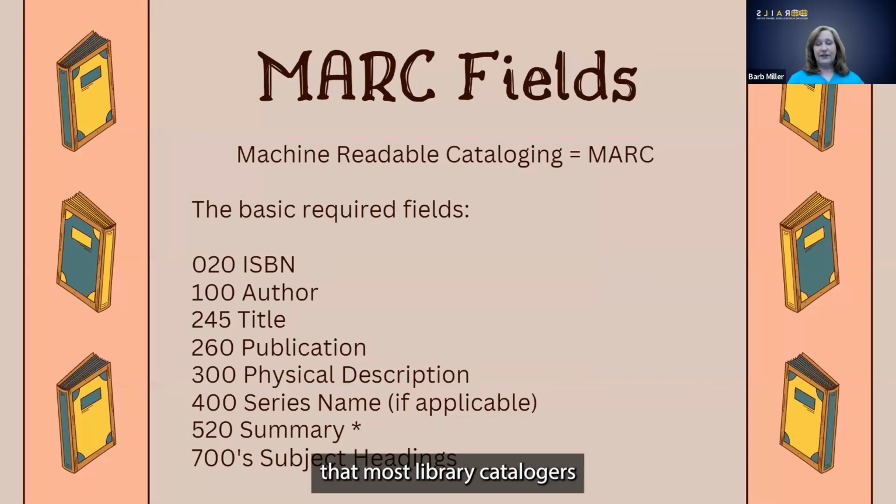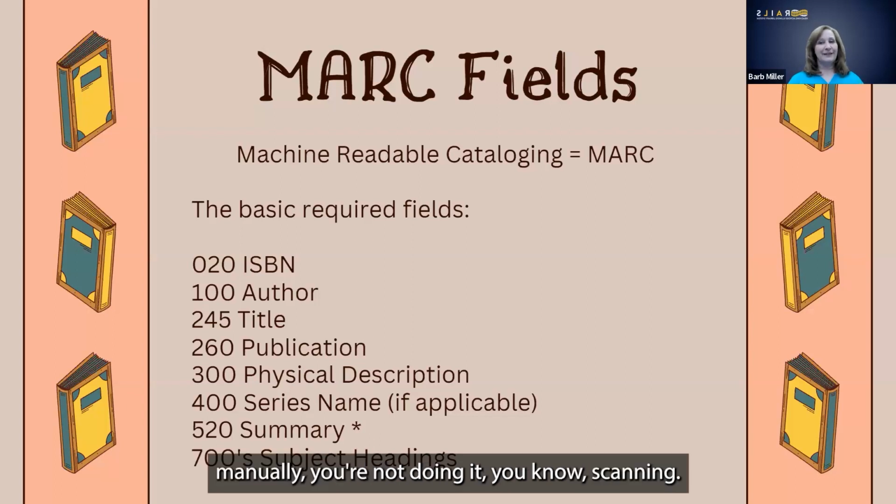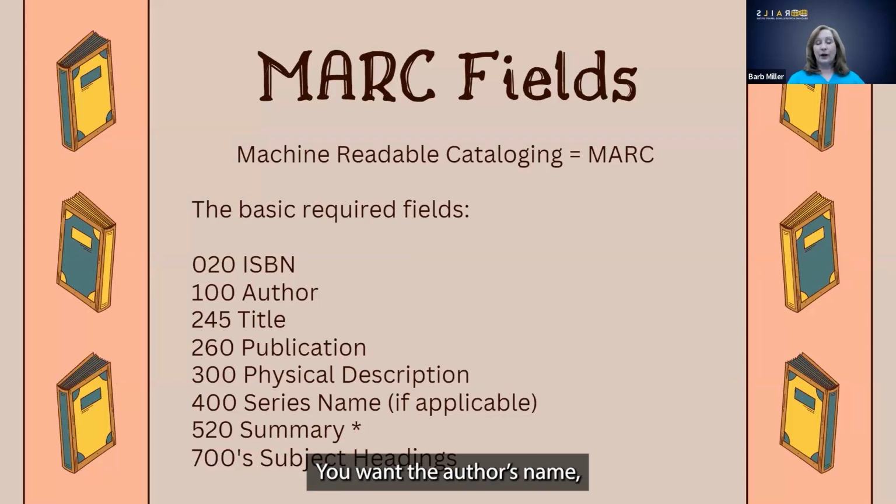The basic fields that most library catalogers consider the essentials, like this is what makes up a very basic one, is you need to have the ISBN. That's a little barcode on the back of the book that the publisher puts there. A lot of times when you're cataloging in your own online system in your building, you'll scan that and it'll pull up records that you can match to. So you want to always include that if you're doing it manually, you're not doing it scanning. You want the author's name, the title of the book, publication information. That's where it's published, who published it, and the copyright date or date of publication, depending on how it's listed.